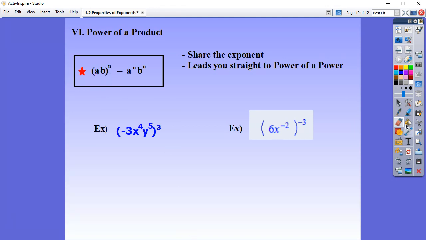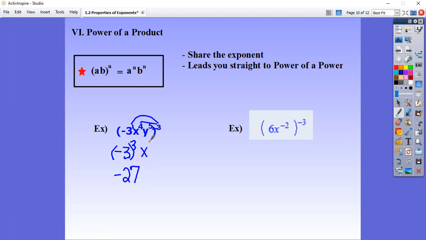Okay, so let's go ahead and use this property here. Every time we use this property, it seems like the power of a power property comes into play. So I'm going to share this cube to each of those three. Don't multiply -3 times 3. That's an exponent. So -3's exponent is really just 1. So we have -3 cubed, and -3 times -3 times -3 is -27.